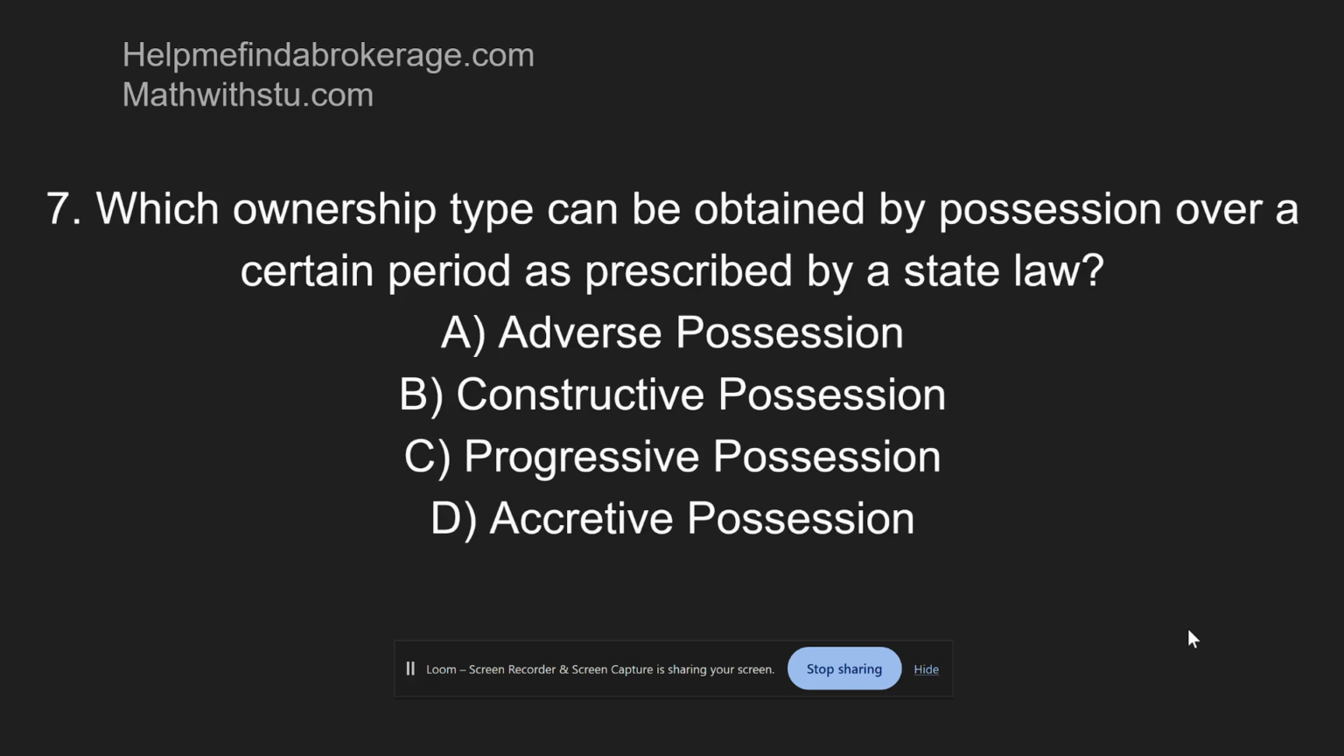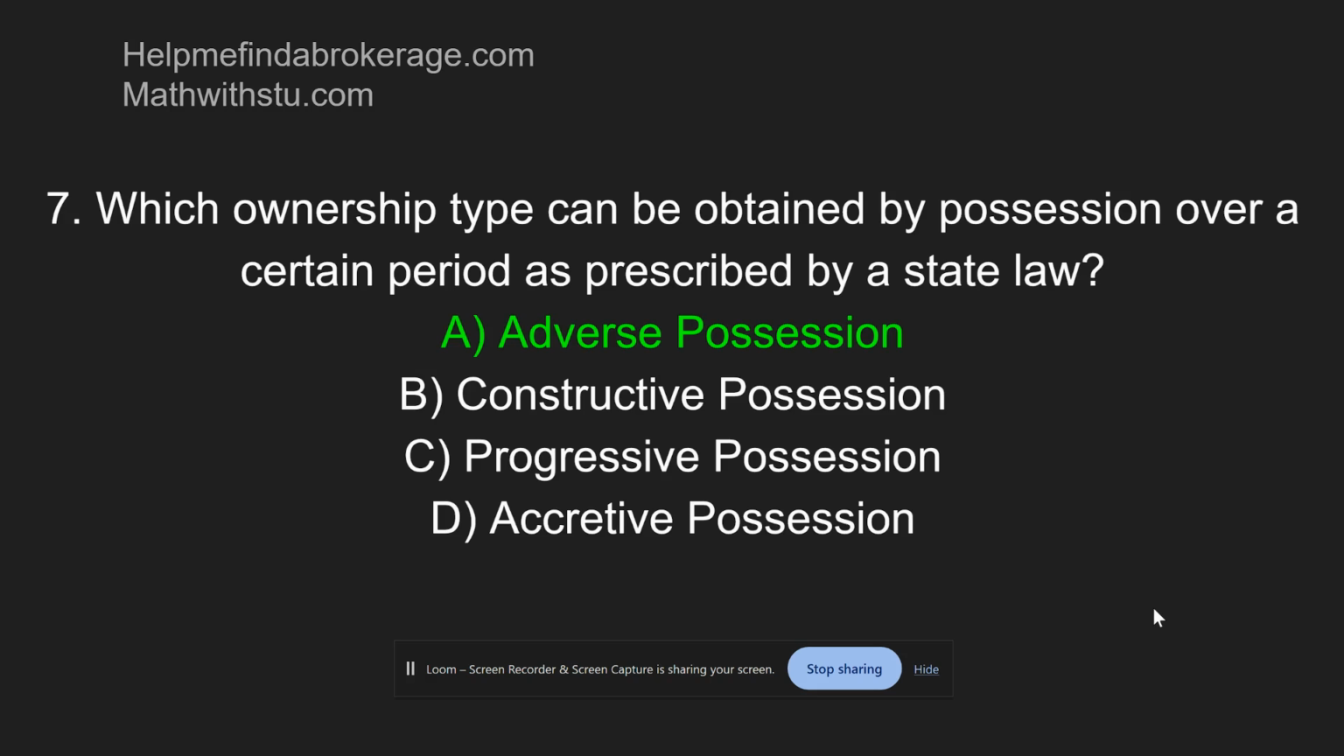This one says, which ownership type can be obtained by possession over a certain period of time as prescribed by state law? Is that adverse possession, constructive possession, progressive possession, or accretive possession? What say you? What do you think? And also, while you're watching this, go ahead and write down your answer, see what you get, and then pause it. I'll give you a couple seconds before I click on the next answer. And this one's going to be called adverse possession.